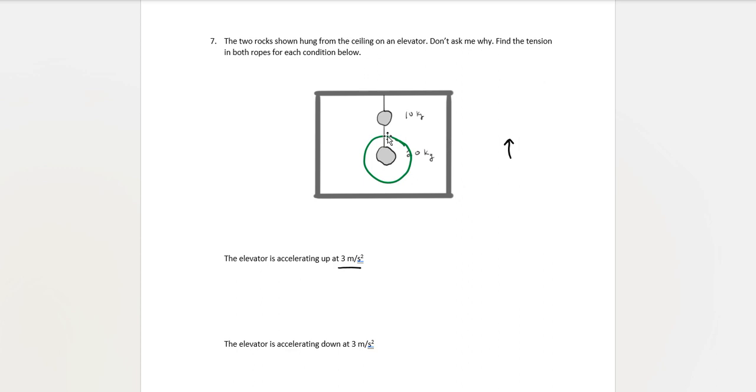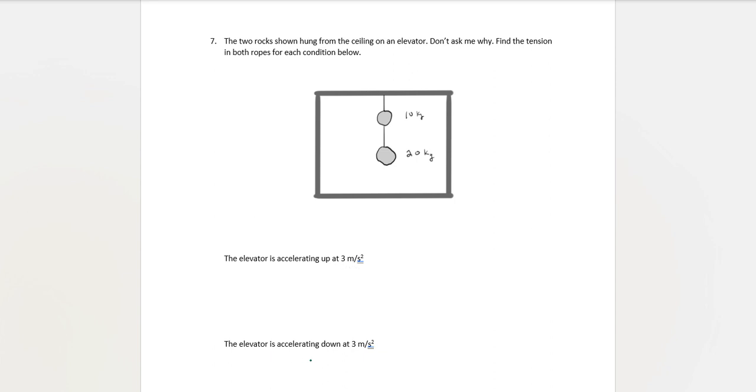So at that point, you can write a Newton's second law equation. Sum of all forces equals mass times acceleration. And this thing's accelerating up. So when you write that force equation, I would write it with up as positive.